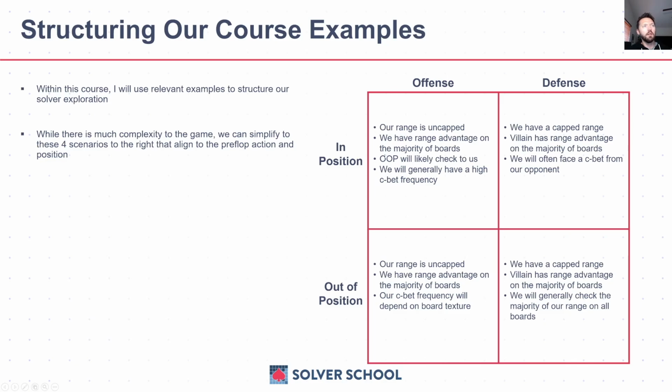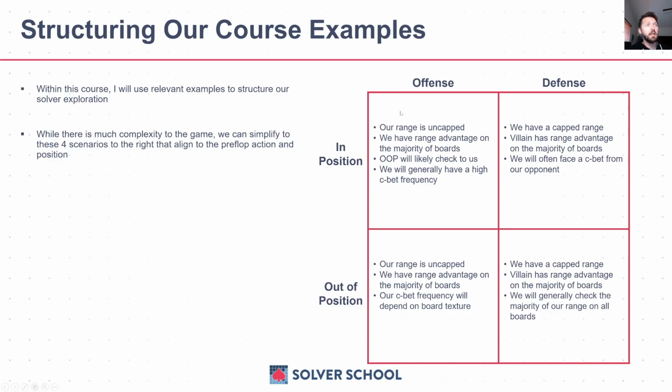This top left grid is going to be focused on offense in position. What that refers to is we are on offense from a pre-flop standpoint, meaning that we put in the last raise pre-flop, and we are in position. So this would refer to a scenario where we're the button and we open and the big blind defends. Looking at things from that button perspective is offense in position. In these scenarios, our range is uncapped. We have a range advantage on the majority of boards. The out of position player is likely to check to us in a lot of scenarios, and we're going to generally have a high continuation bet frequency.